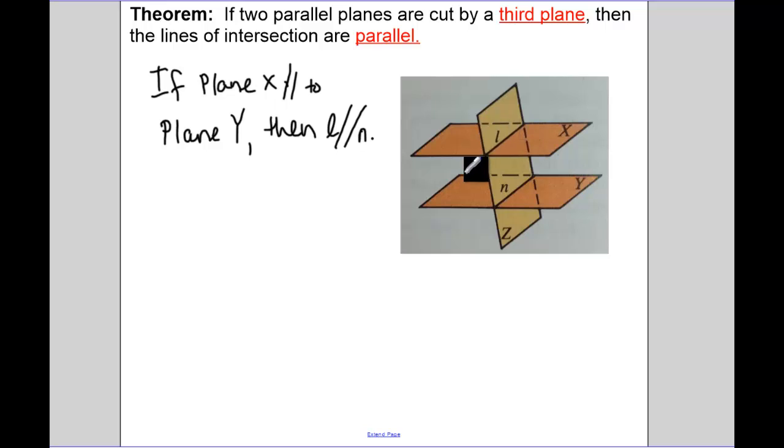Because it makes sense that L is in plane X and N is in plane Y. When two planes intersect, their intersection is a line. So therefore L and N are also in Z, so they are coplanar, they're in the same plane, and they never intersect because they're in parallel planes.